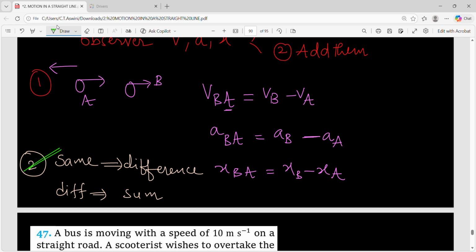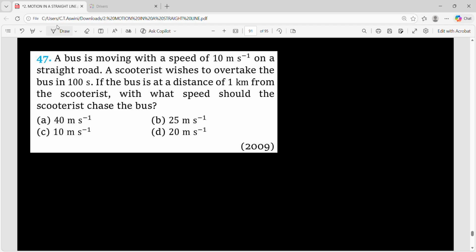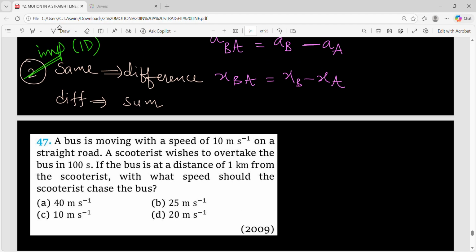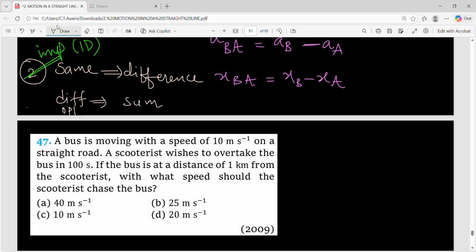But when you go for 2D, the funda is important, the concept is important. Clear? As of now, you can remember this for 1D. Objects traveling in the same direction, take the difference. If they are traveling in opposite directions, take the sum. Now see this question, everyone fix in your mind: same direction, difference; different direction, meaning opposite direction, then you have to take the sum of them.